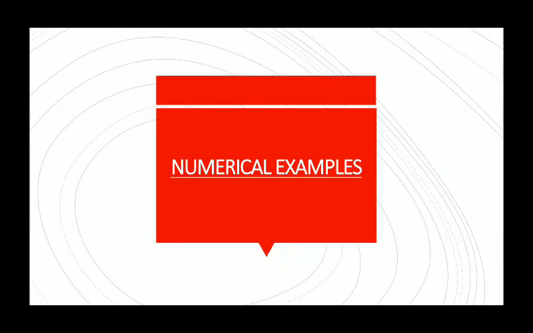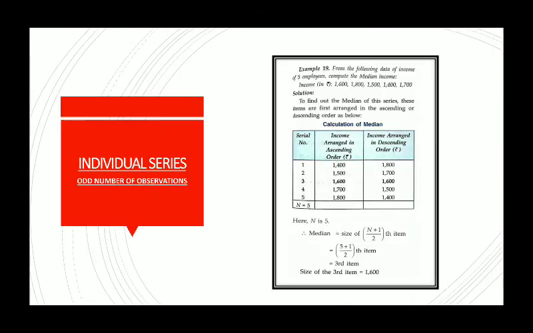Moving to the very first example, which will help us understand how to solve a sum for calculating median in case of individual series. Now here, in case of individual series, the number of observations can be odd or even. So how will we solve it? I'll give you both the examples. The first example given here is the income of 5 employees.